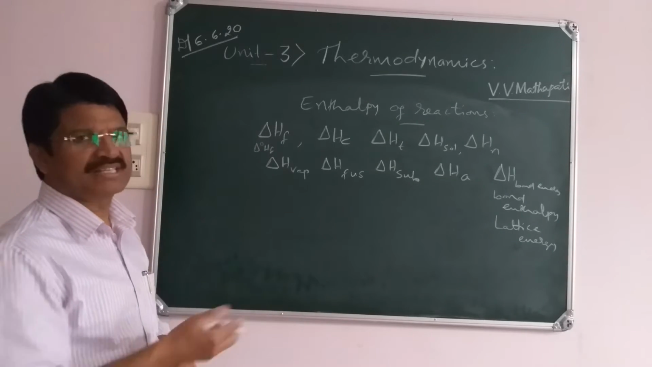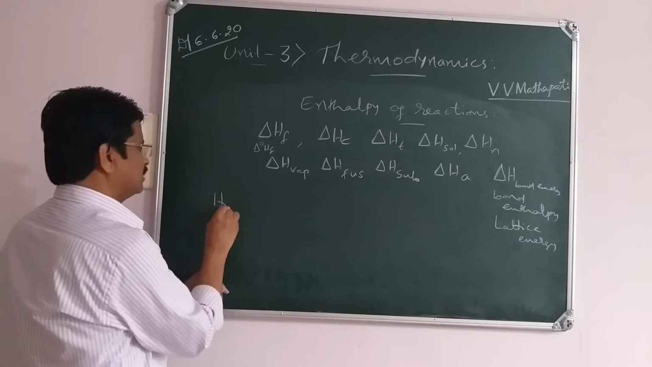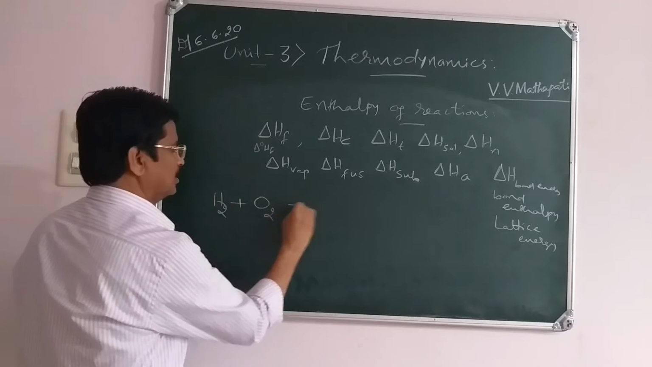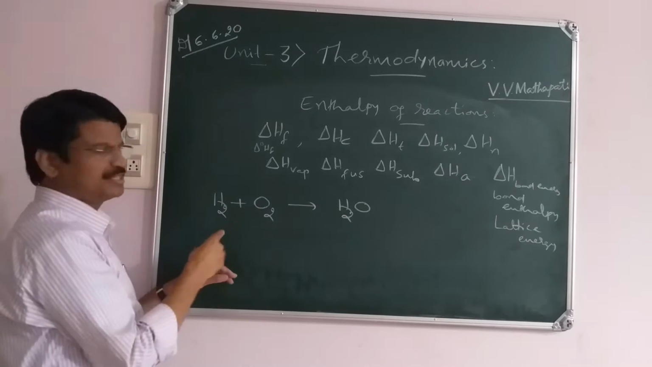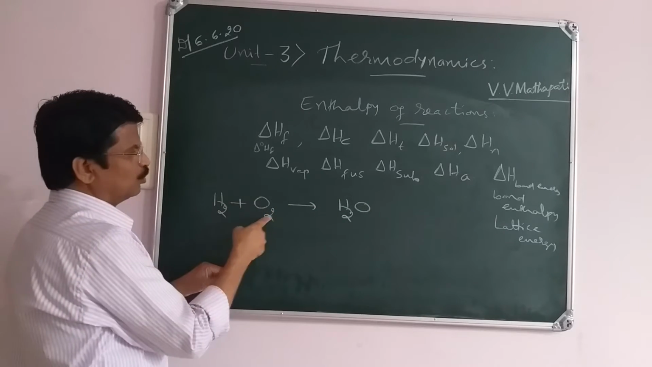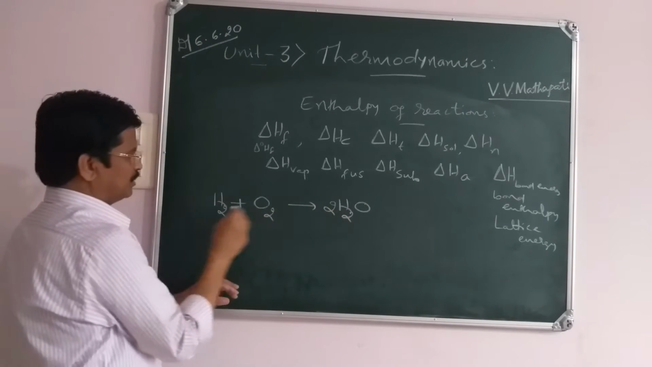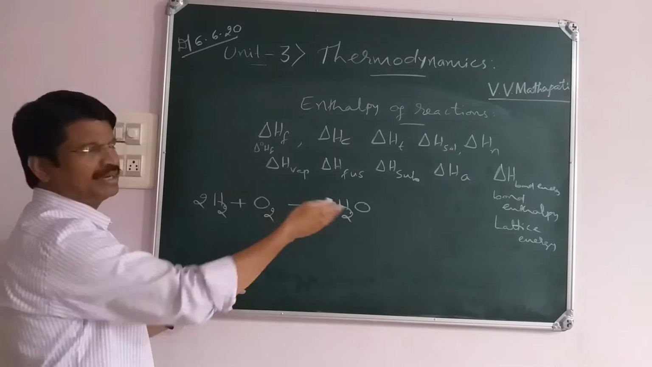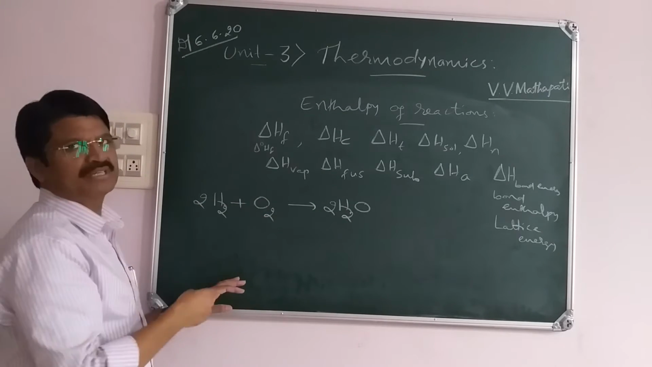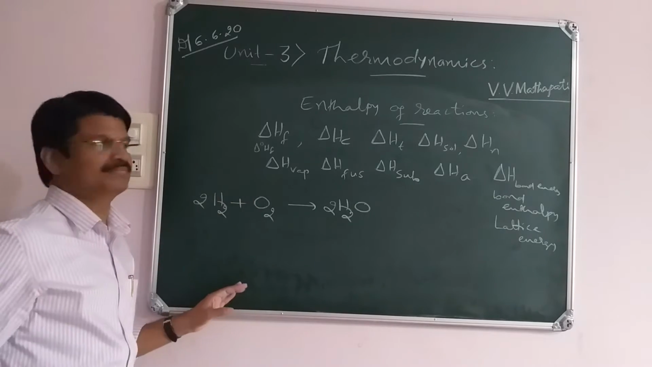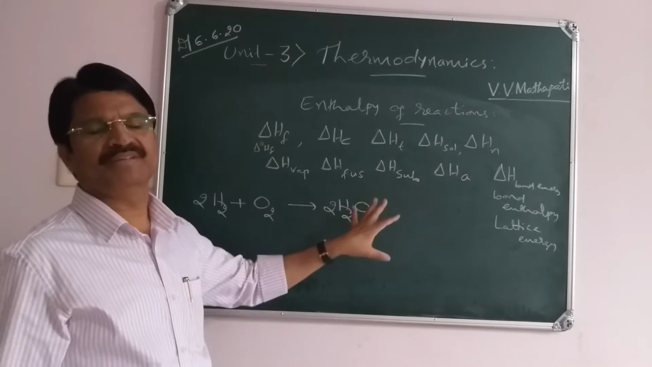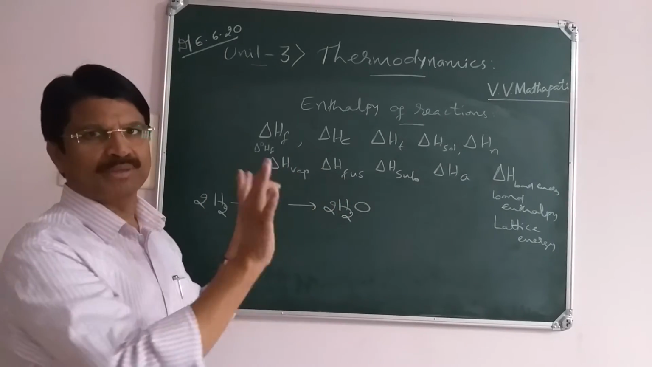So for enthalpy of reaction, take one example: H2 plus O2 gives H2O. Now make it a balanced equation: 2H2 plus O2 gives 2H2O. It is a simple chemical equation, or balanced chemical equation. It is not said to be a thermochemical equation. So in thermochemistry, you must use thermochemical equations.